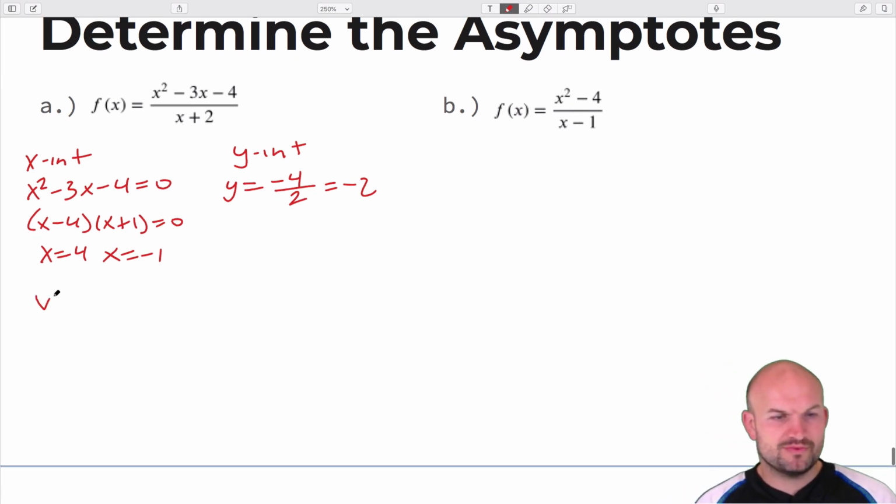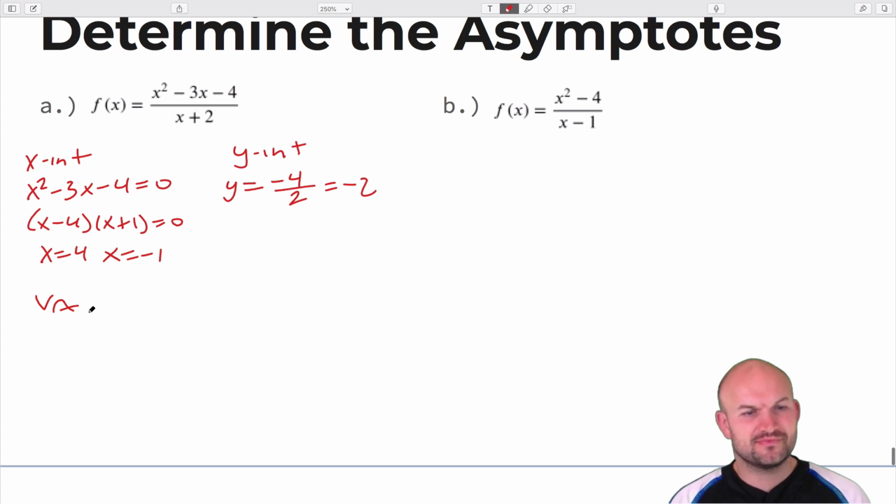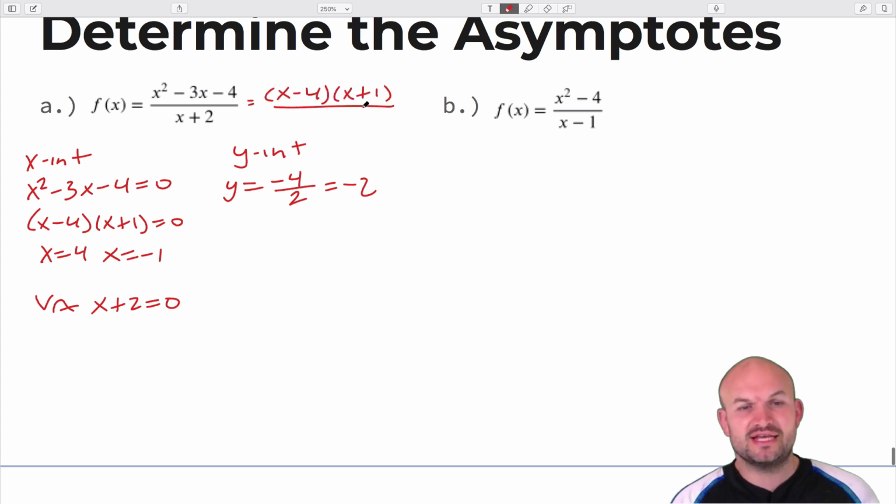My vertical asymptote is pretty easy in this case. x plus 2 is equal to 0. Now, does this factor out? It doesn't, but it is important to write this in factored form to make sure, so you can see how it doesn't divide out, right? So therefore, x equals negative 2.